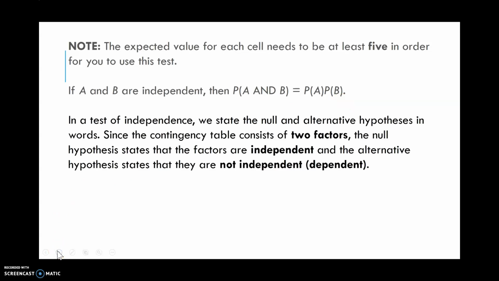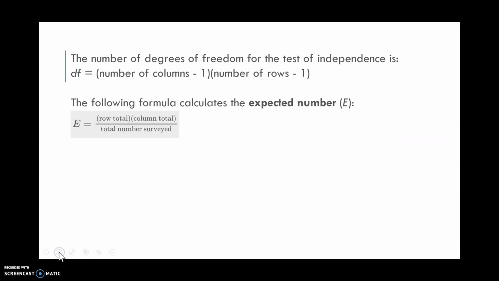In a test of independence, we're again going to state the null and alternate hypothesis. And since the contingency table has two factors, the null hypothesis is always going to be that those factors are independent. The alternate hypothesis is always going to be that those two things are not independent, that they're dependent. So you don't even have to think about it. That's a given for your null and alternate. The test of independence is always right-tailed as well.